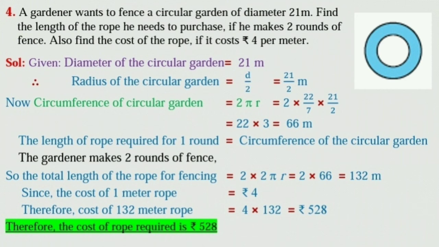Since the cost of 1 meter of rope is equal to 4 rupees, therefore the cost of 132 meter of rope is equal to 4 into 132, which is 528 rupees. Therefore, the cost of rope required is rupees 528. Is it clear, everyone? Very good.